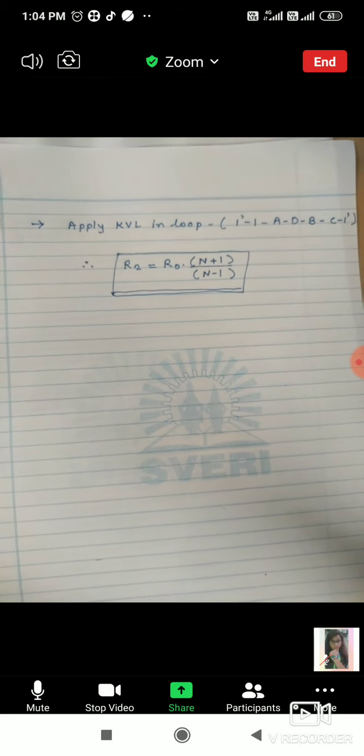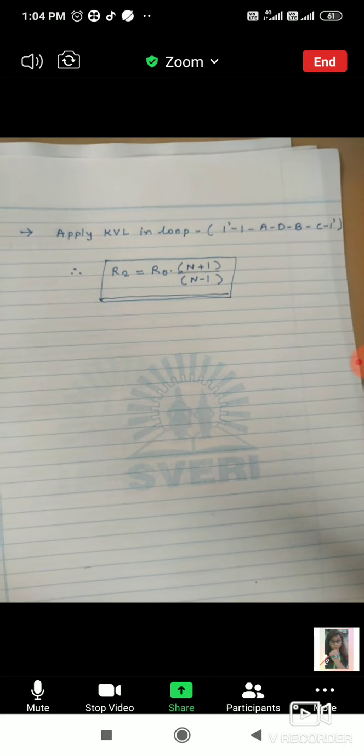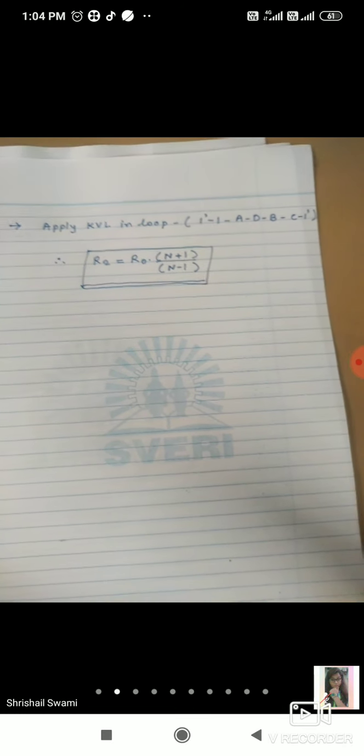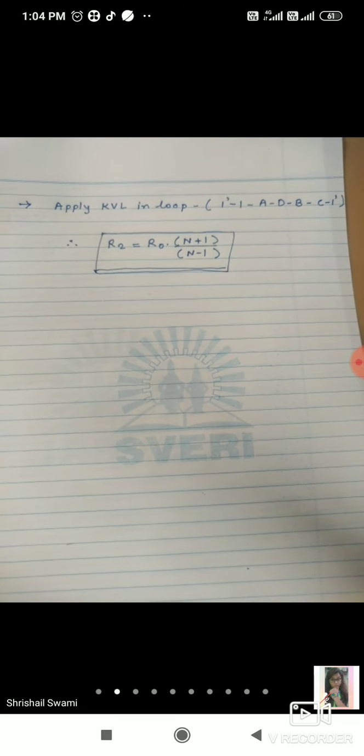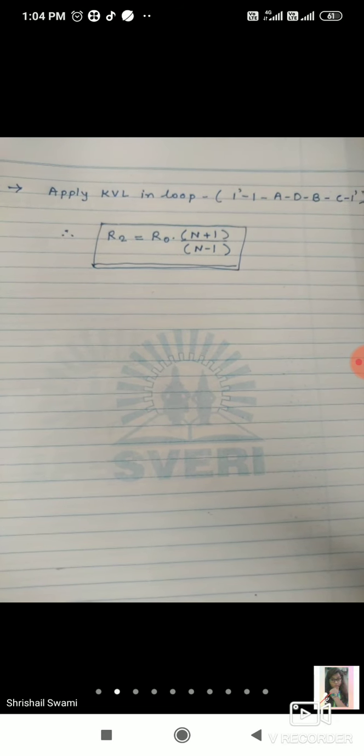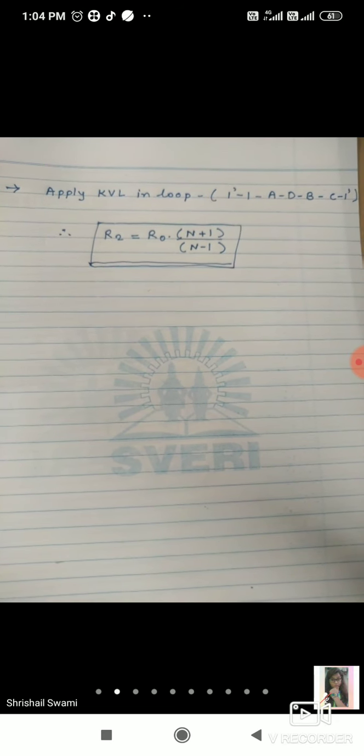So any doubt? I have written the path also. Just apply the KVL, write the equations and rearrange them. You will get this expression: R2 equals R0 into (n+1) divided by (n-1).